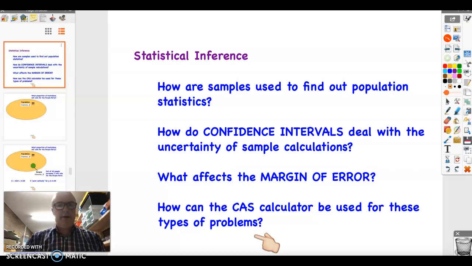G'day everybody. In this lesson we're going to talk about statistical inference. We're going to talk about how samples are used to find out population statistics. We'll talk about confidence intervals, how they help us deal with the uncertainty of sample calculations. I'm going to refer to something that we call the margin of error, and we'll think about what affects that margin of error. And during the lesson we'll see how we use the CAS calculator to get these statistics.